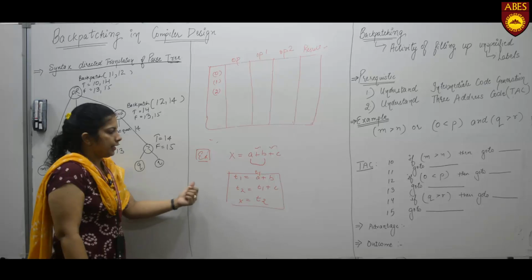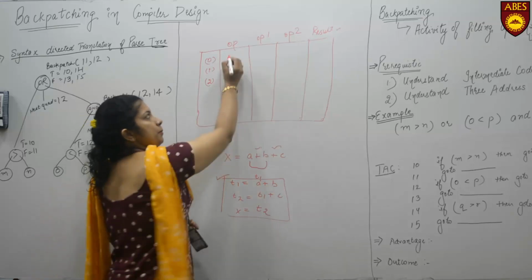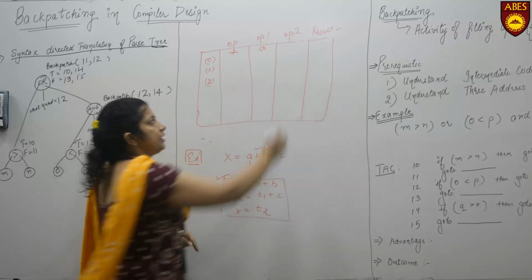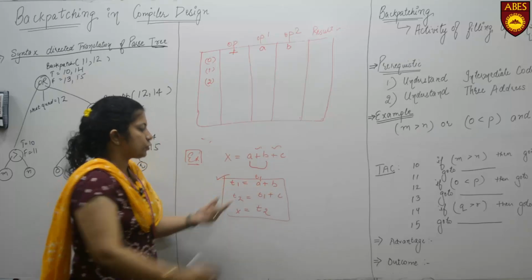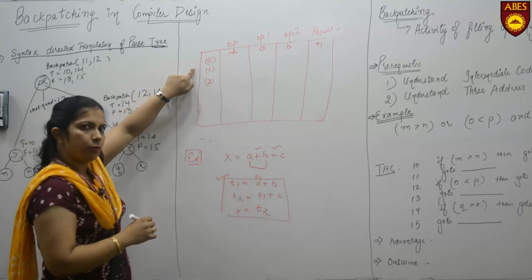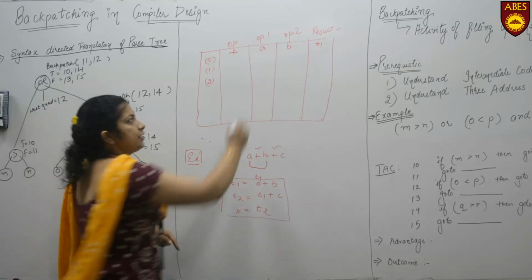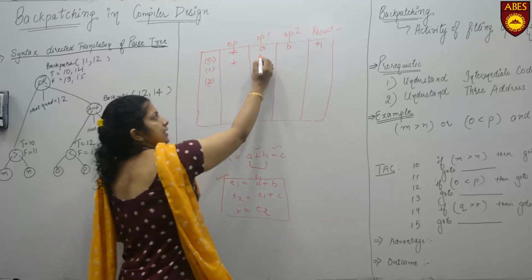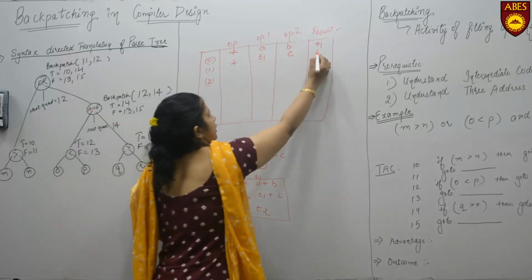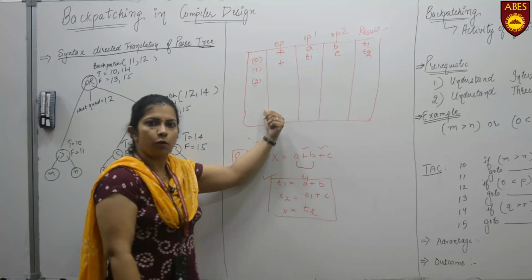the 3 address code. Here quadruple 0 represents the statement T1, where the operator is plus, the first operand is A and the second operand is B, and finally the result is stored in T1. The same procedure has to be followed for the other quadruples. Take another example, the second statement of the 3 address code. Here the operator is plus, the first operand is T1 and the second operand is C, and the result is going to be stored in T2. Hence, this is the way we store the 3 address code in the form of records.